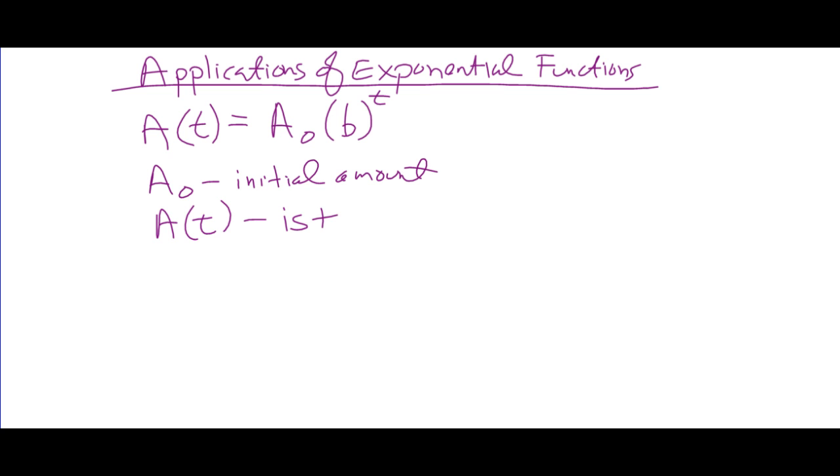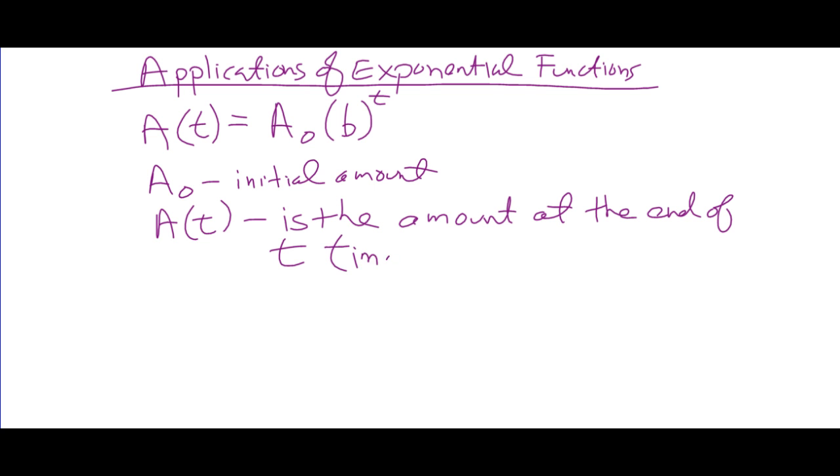And A of t is the amount at the end of t time periods, right? So t time periods. So if it's bacterial growth, it could be after t minutes. If it's value of a painting, it could be after t years, right? So it's the amount after a certain period of time, and the time's got to be in a certain number of units.